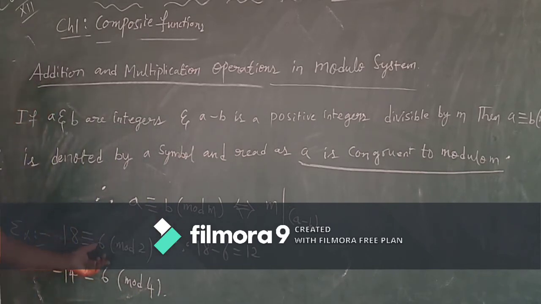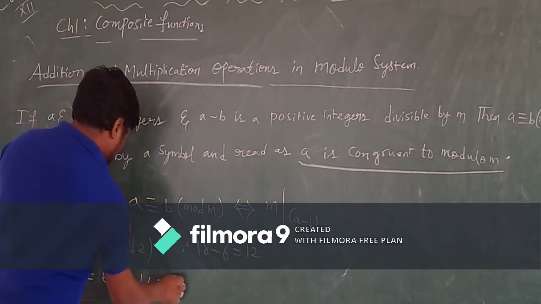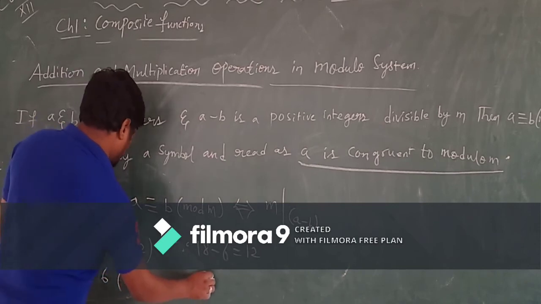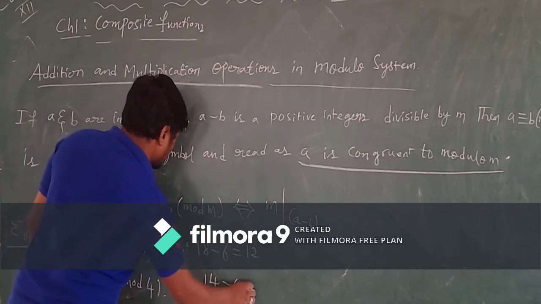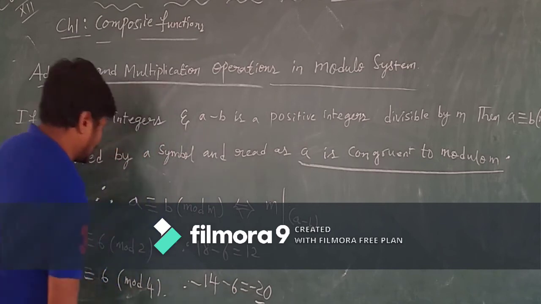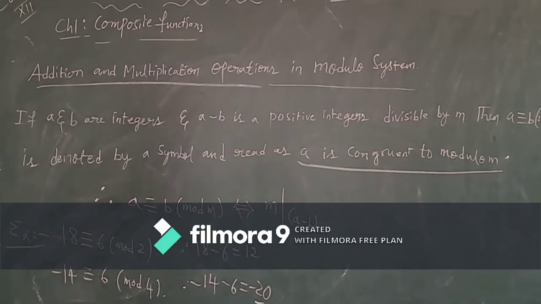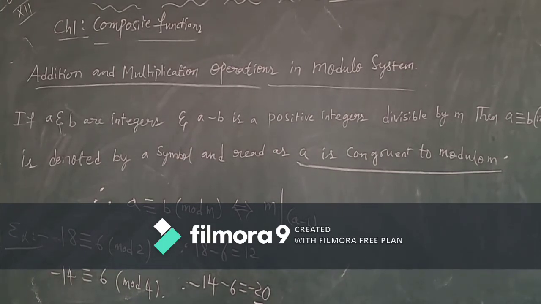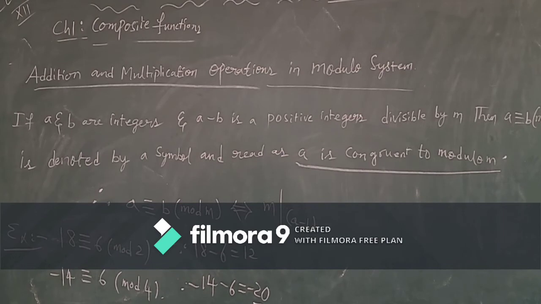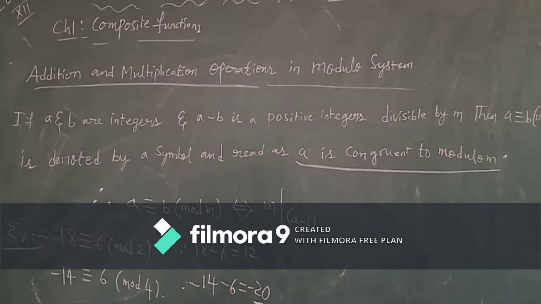Same method, let us take another one: minus 14 is congruent to 6 modulo 4. Then minus 14 minus 6 is nothing but minus 20. This minus 20 is divisible by the modulo 4, so it is divisible by 4. 4 fives are 20, so it is possible. So we can say minus 14 is congruent to 6 modulo 4.